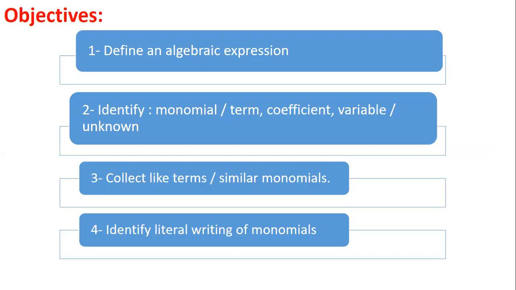Now, what are the objectives of our lecture? Objective number 1, we will define an algebraic expression. Objective number 2, identify monomial or term. What is a coefficient? What is a variable or an unknown? Objective number 3, we will collect like terms, or we call them similar monomials. Objective number 4, identify literal writing of monomials. So as you can see in this lesson, we have 4 objectives to finish.